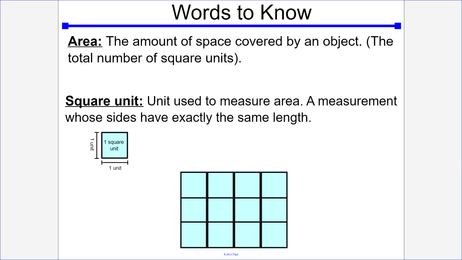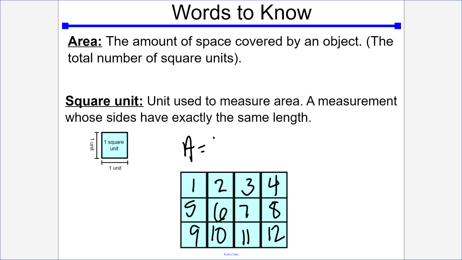Here you can see we have a rectangle with visible square units. Let's go ahead and count the square units to determine the area. Ready? Count with me. 1, 2, 3, 4, 5, 6, 7, 8, 9, 10, 11, 12. The area of this rectangle is 12 square units. That's the amount of space this 4 by 3 rectangle covers.